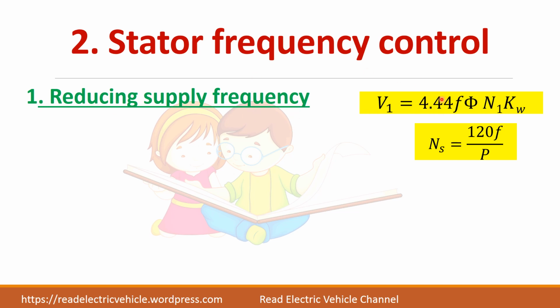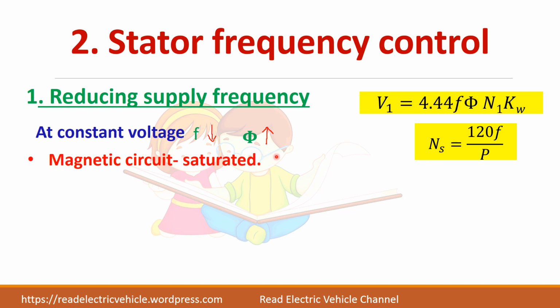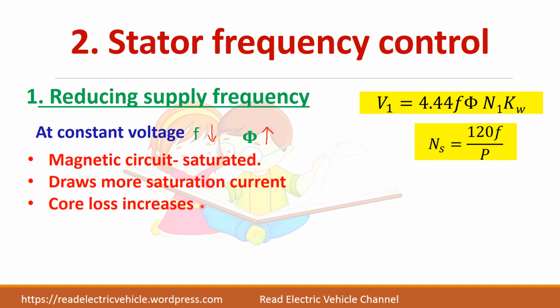So take this equation. Here the voltage is kept constant. I am decreasing only the supply frequency. If I reduce frequency, the flux should increase so that the voltage remains constant. So the flux will increase. If flux increases, torque will increase. It is a good thing. But what happens? The magnetic circuit will get saturated and it draws more saturation current.